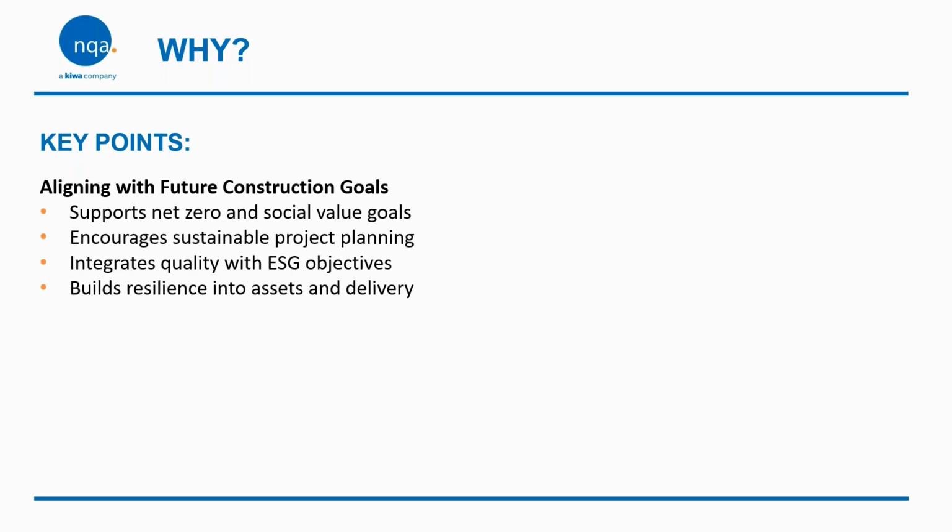So, aligning future construction goals, it's hopefully going to support net zero and social value goals, encourage sustainability in project planning, integrate quality with ESG objectives, and build resilience across assets and delivery. Clients are increasingly expecting projects to be delivered with sustainable, inclusive, and net zero outcomes. 99001 is trying to encourage organisations to look at their environmental impact, how they support community value, and how their quality system can contribute to long-term resilience.